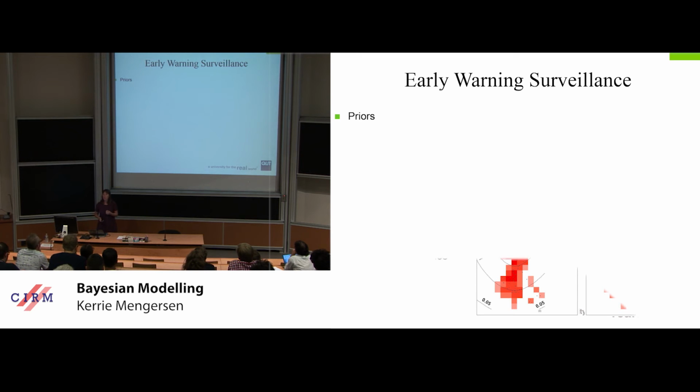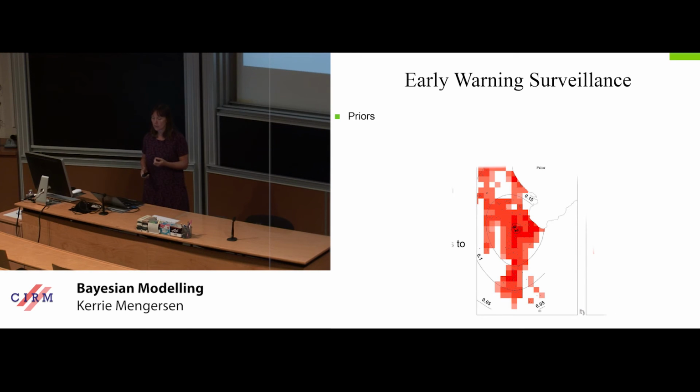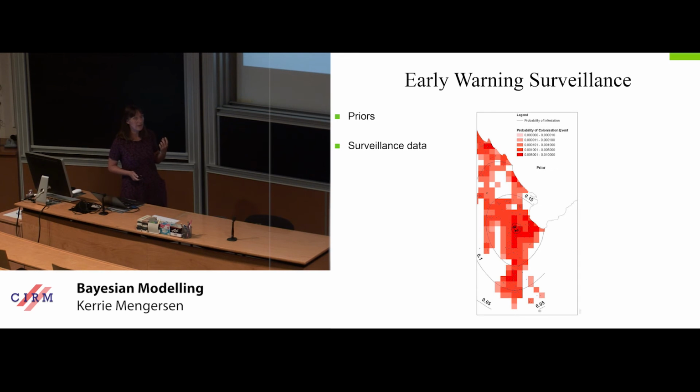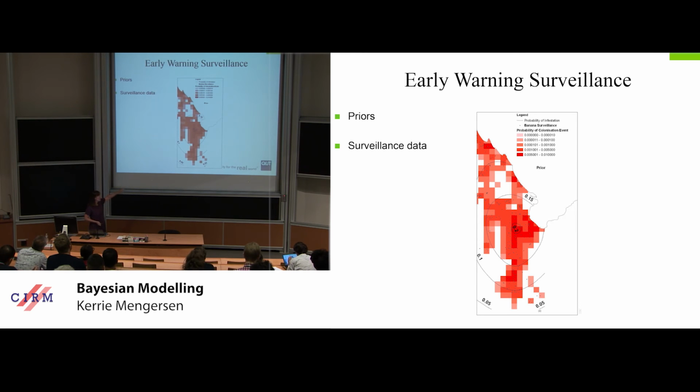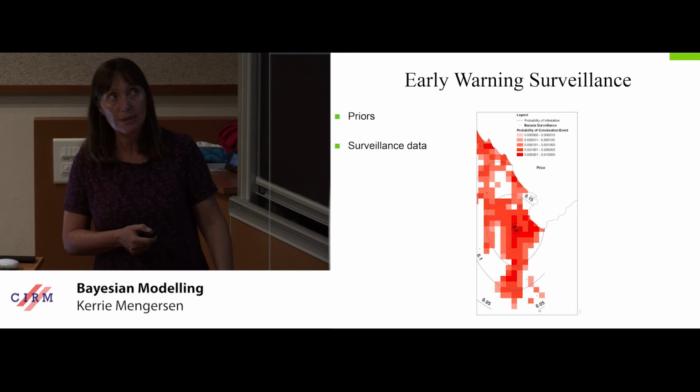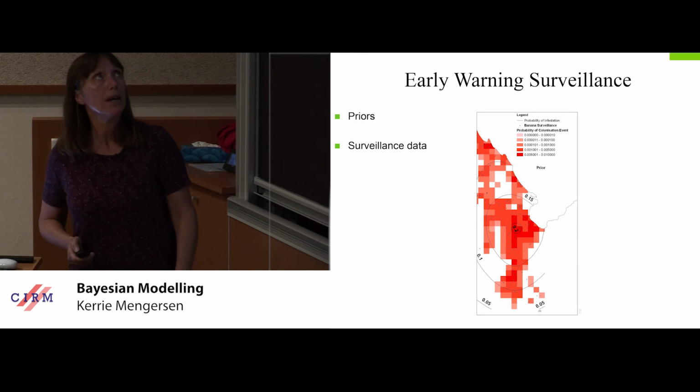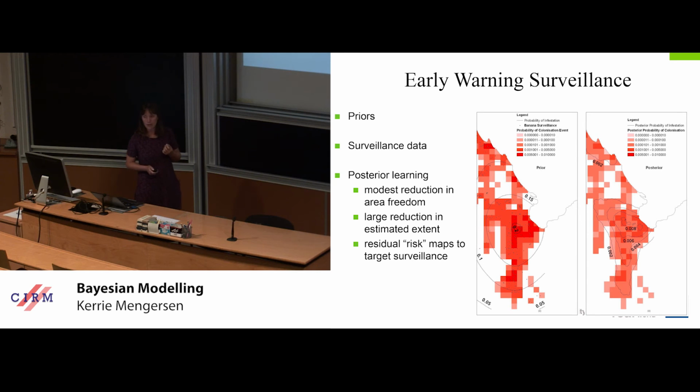So what do we learn? Well, for early warning surveillance, that's before the pest gets there, we have our priors, and we can build a map. Mark built a map that looks like this. This is based on our prior understanding of the probability of infestation across a region. We then have some surveillance data, and I don't know if you can see it, but there are little dots where the surveillance data was obtained. So that's presences and absences across the area. And when we add that, we get a posterior distribution for infestation. So we start with our prior, we add our surveillance data, and we get a posterior.